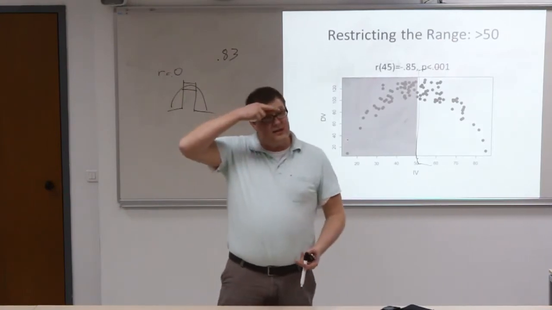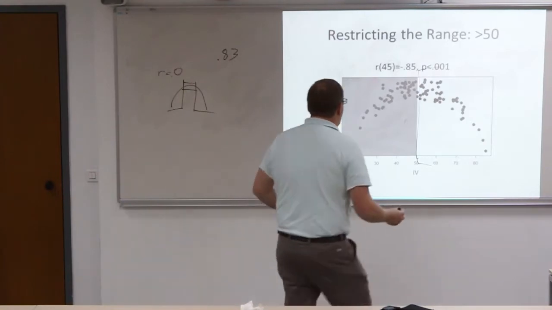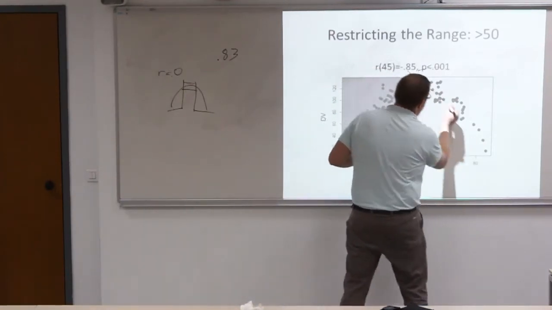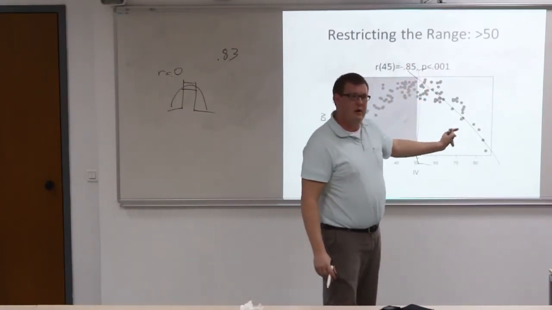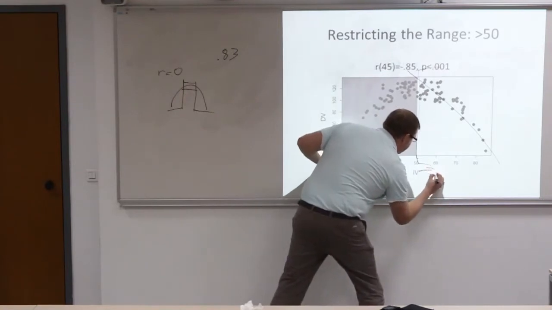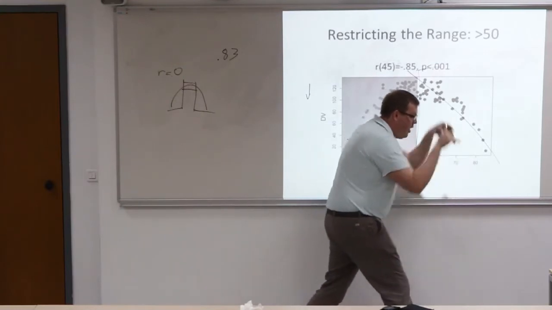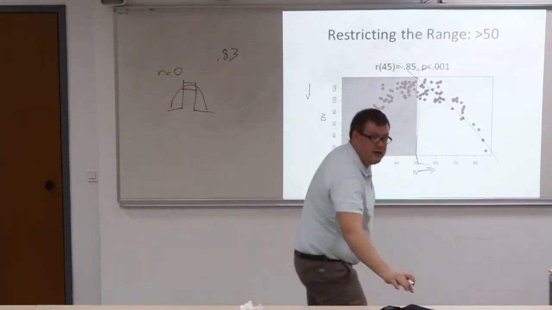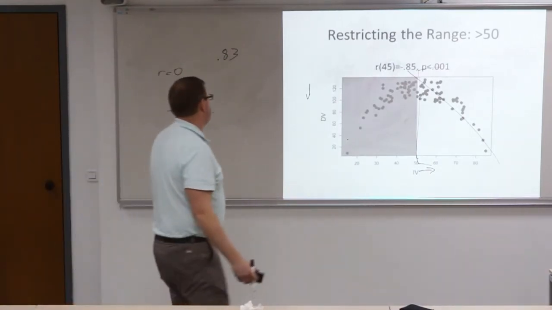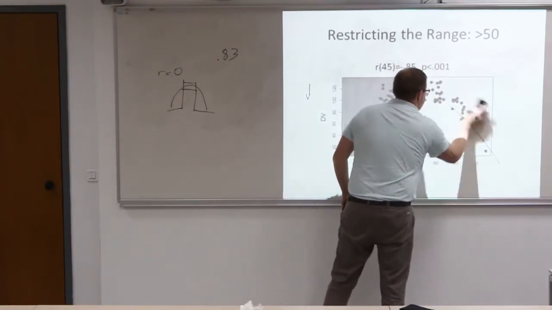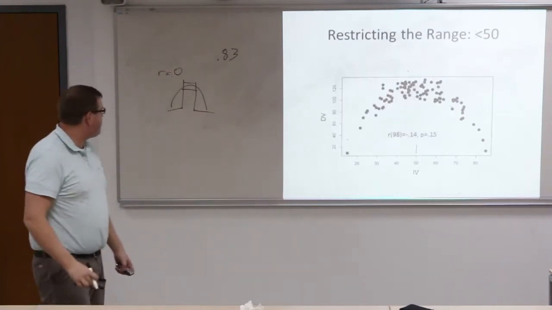What type of correlation is it? Why is it negative? Because it goes down. If we were to draw a line through this, right? The line would look something like that, just through this portion. An increase in the IV is associated with a decrease in the dependent variable. When we go up here, we go down there. Negative correlation. And it's a strong negative correlation, 0.85. And it is statistically significant. So we have a stronger correlation that is more significant.